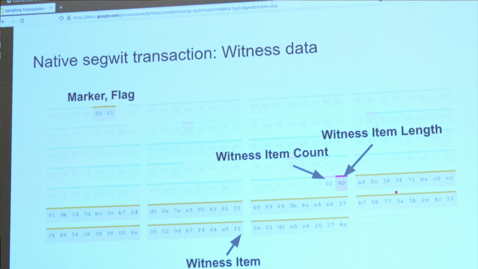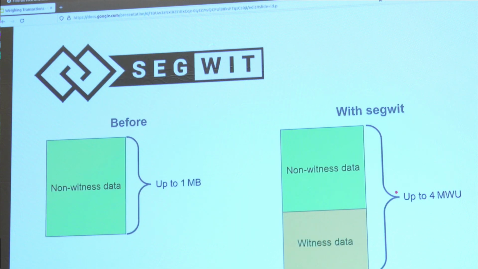And how does that affect us? Well, before Segwit, we had a block size limit of 1 megabyte. We just counted the raw bytes of all the data in a block, and that had to be smaller than 1 million, or up to 1 million, and otherwise the block was invalid. With Segwit, we introduced a new limit for block space. We introduced a weight limit, and the weight limit is 4 million weight units.